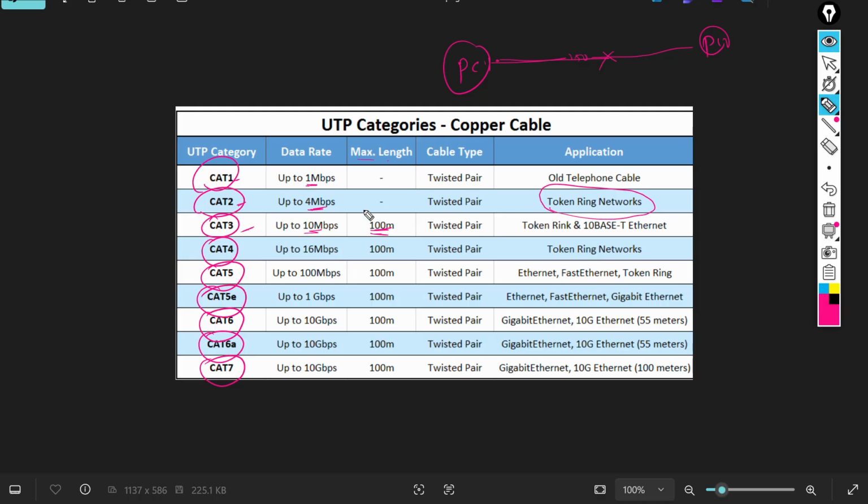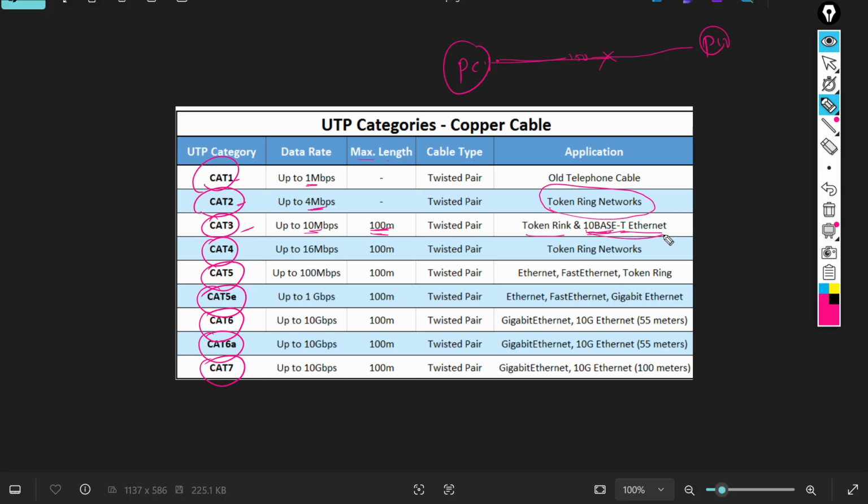So here it should be within the 100 meters. And where we use this same token ring and 10 base T Ethernet. 10 base T means 10 means 10 Mbps. T means twisted pair.